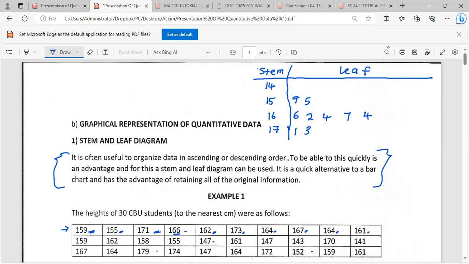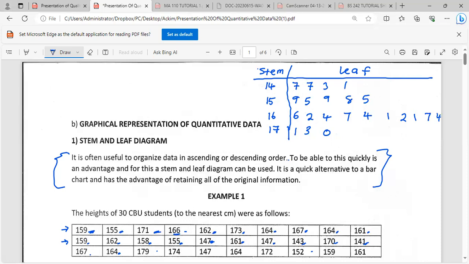Then we go to the next one. We have 159, we put a 9 under 15. We have 162, we'll put a 2 under that one. Then 158, we'll put the 8 under. Then 155, we'll put the 5 there. Then 147, we'll put the 7 under 14. Then 161, we'll put the 1 under that. 147, we'll put the 7. Then 143, the 3. 170, we'll put the 0. Then 141, the 1. Then 167, we'll put the 7 there. 164, we'll put the 4 there.